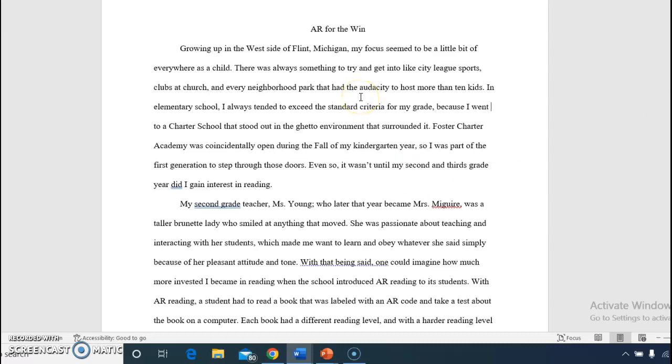I do like how they start. This is a nice, strong first paragraph because it sets the setting. And that's what you want to do with a narrative. You want to make sure that people know where this is taking place. And this is not taking place in Murfreesboro. This particular student spent their elementary years in Michigan. And they're very, very clear about that.